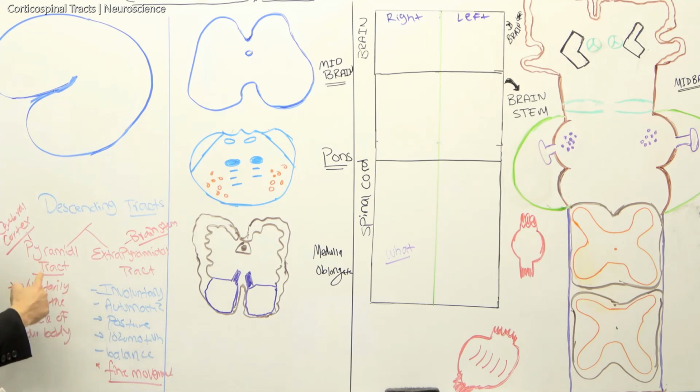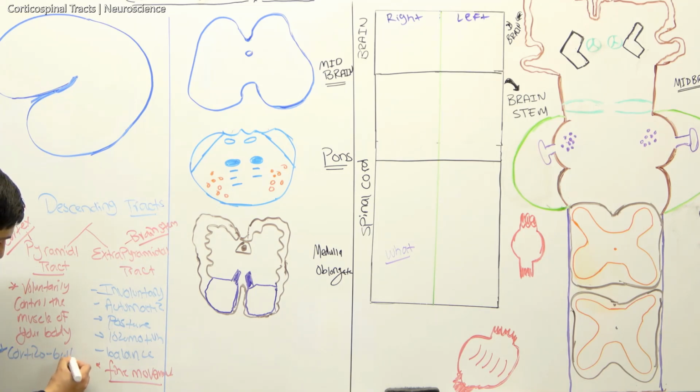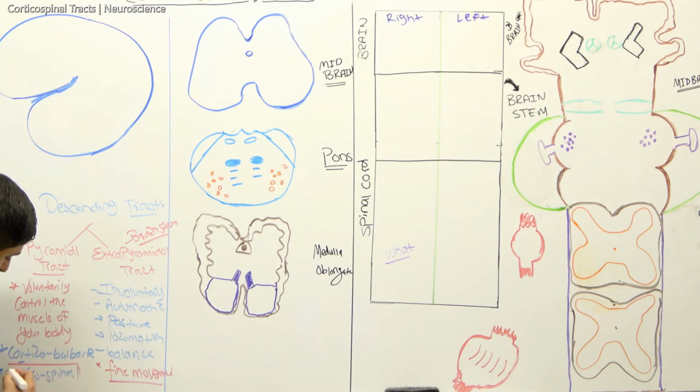Now, these pyramidal tracts are themselves divided into further divisions. For example, a tract that is going to innervate your head and neck we call the corticobulbar tract. This corticobulbar tract brings information from the cortex to innervate the muscles of your head and neck area. The other one is called the corticospinal tract. This is what we'll be talking about today.